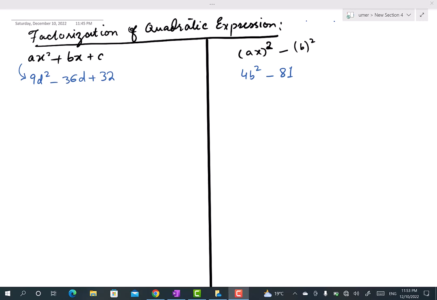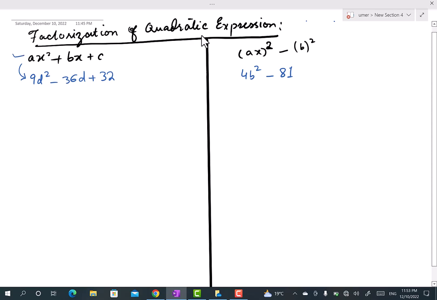Hey guys, in this video we will be discussing the factorization of quadratic expression. Now, quadratic expression is that expression in which the highest power of variable is 2. As we can see, there are two forms of this type of equation. One that's written over here.